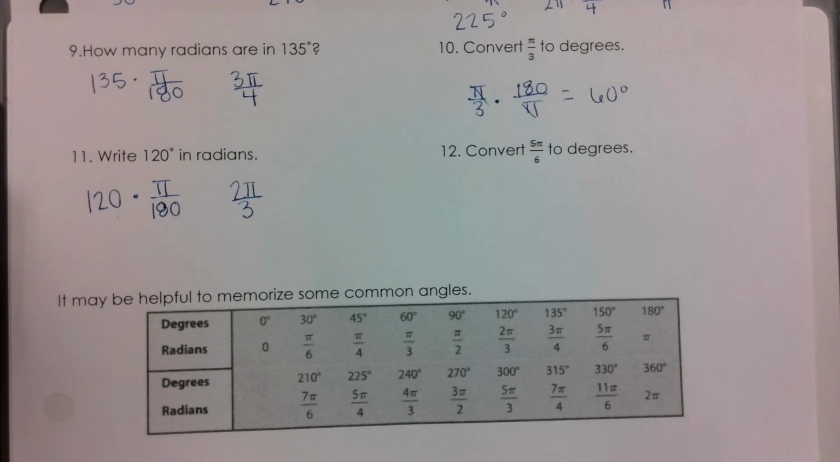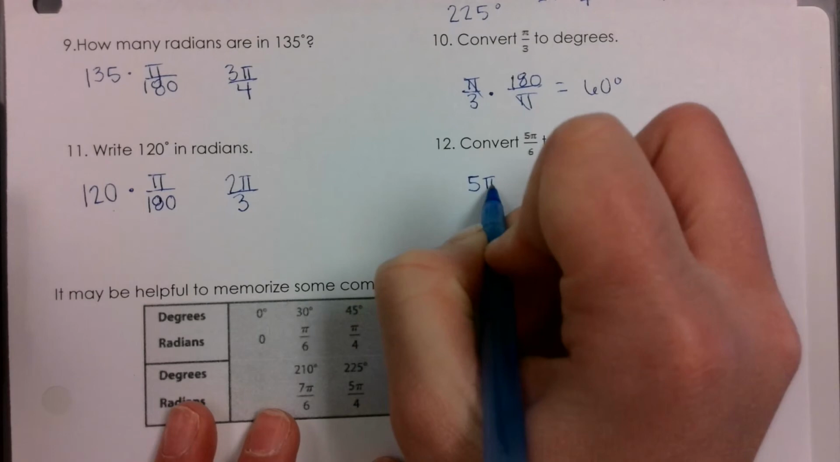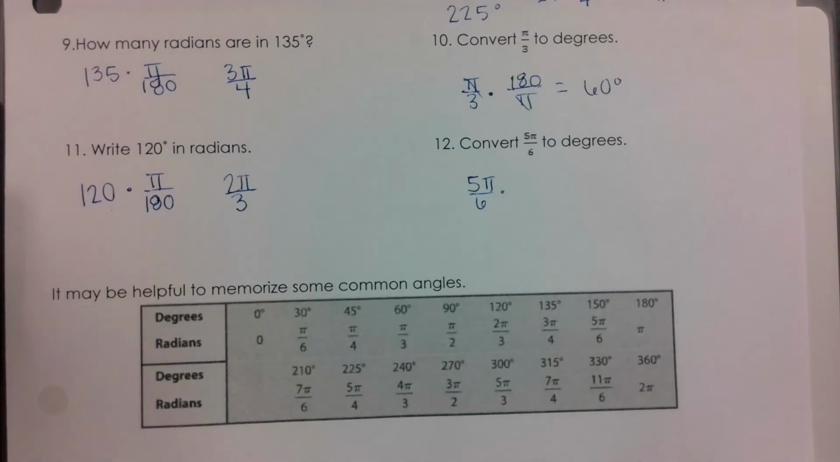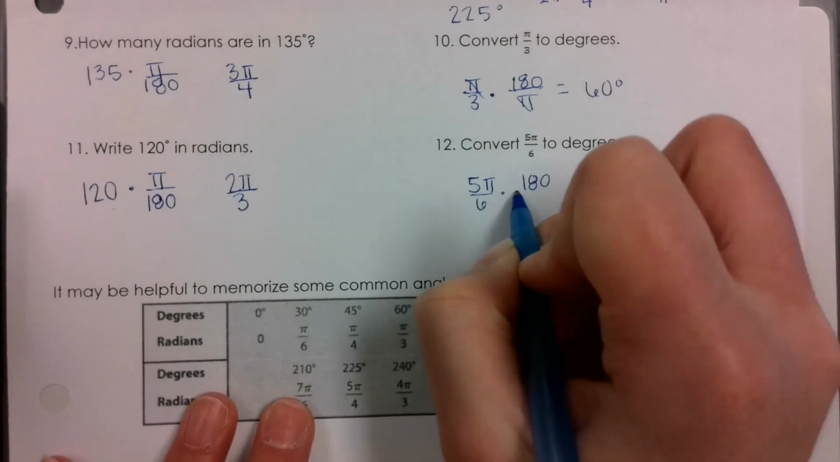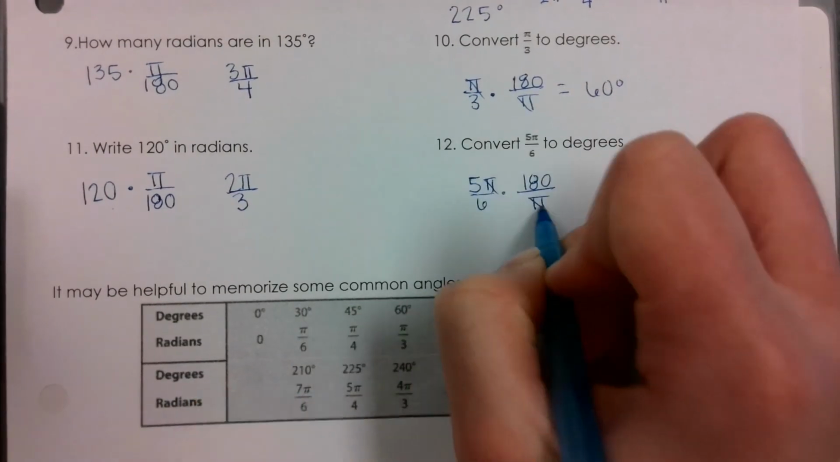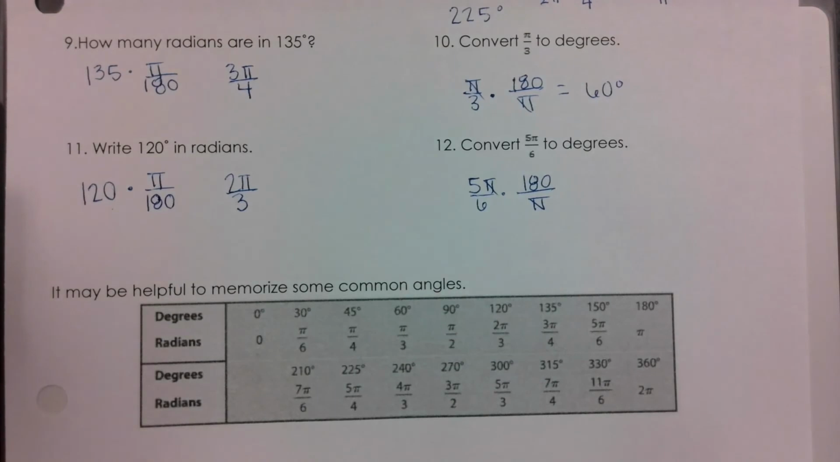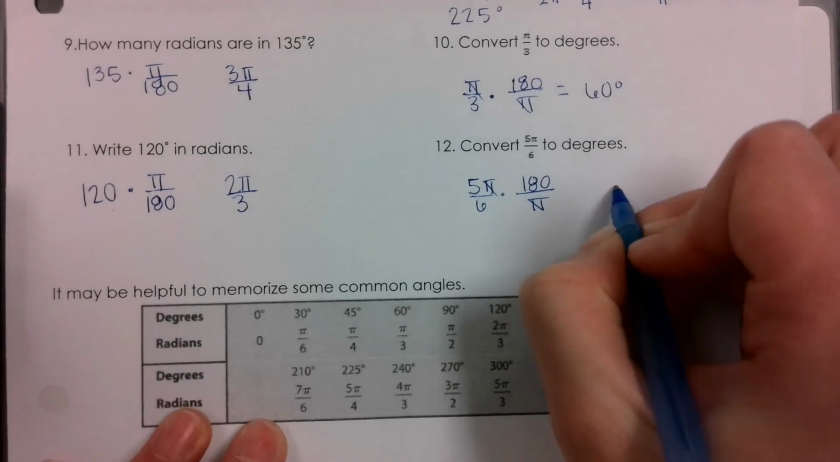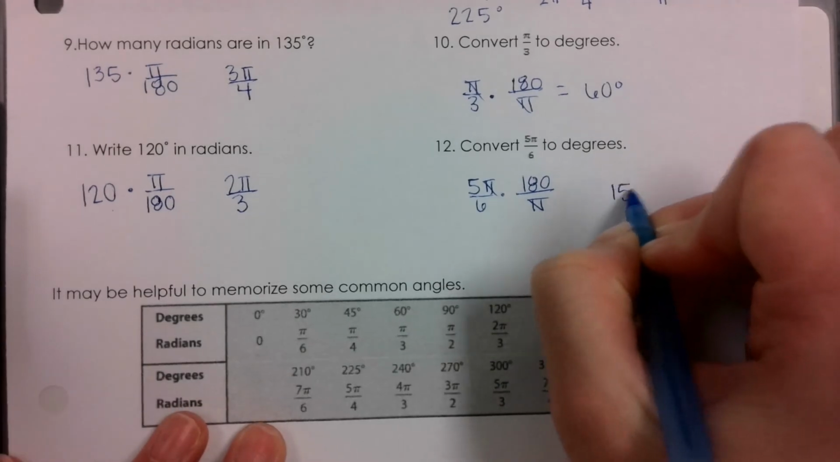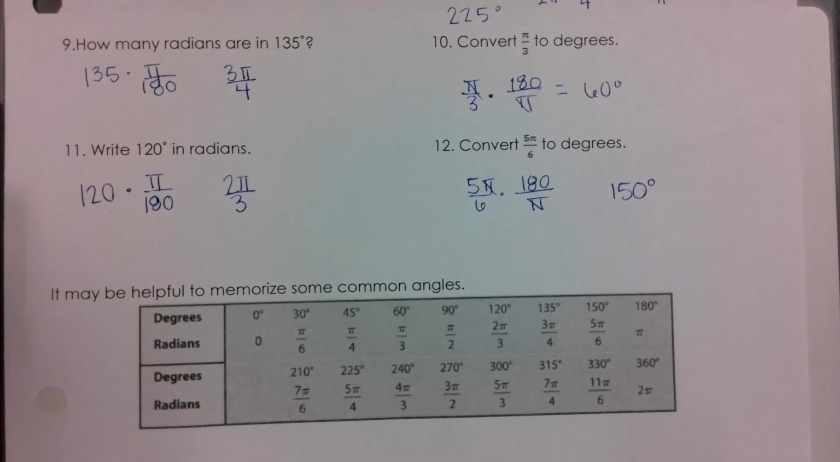And the last one we've got there is 5 pi over 6, and we want to convert that to degrees. So 5 pi over 6 times what? 180 over pi. So your pi's cancel, and then 180 over 6, what do we get? 30 times 5 is 150. Is that okay? Questions on any of those?